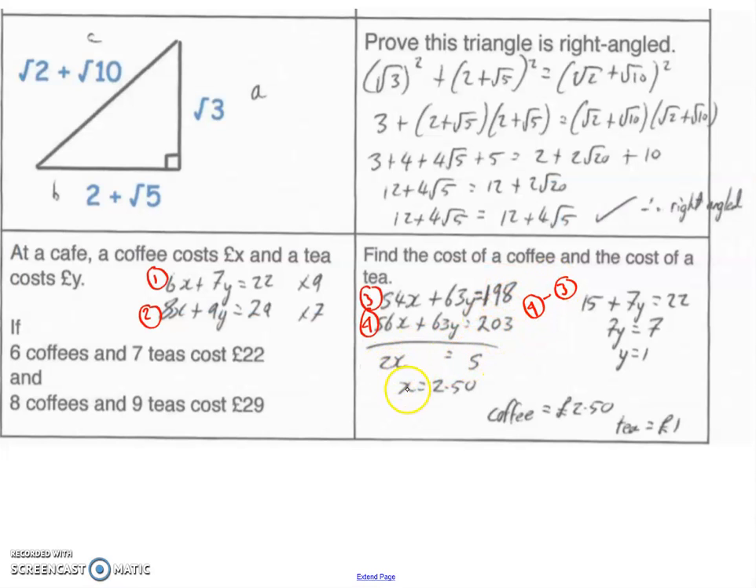And then he solved it for the x, which gave you £2.50, and then substituted that back in to your original equation. So he substituted it into equation 1. That's equation 1 here, because 6 times the 2.50 gave you the 15, and then solved it for the y to give you £1 for a cup of tea.